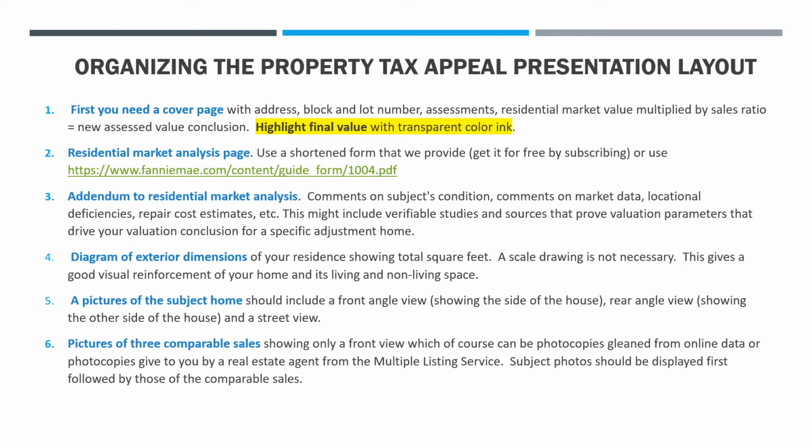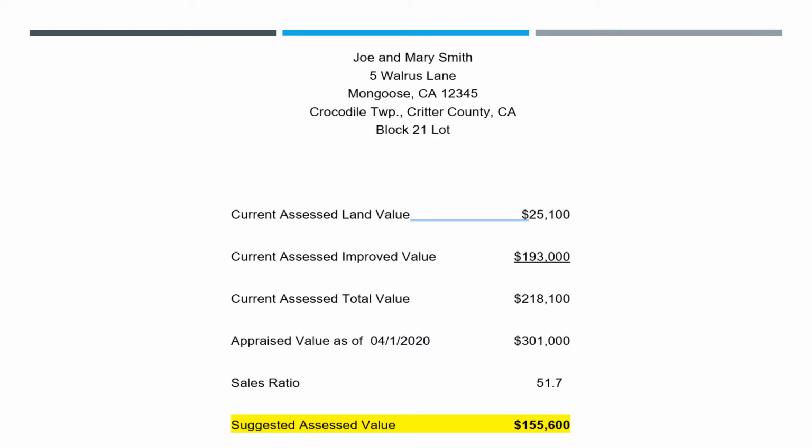First, you need a cover page with address, block and lot number, assessments, residential market value multiplied by sales ratio to give you the new assessed value conclusion, and you want to highlight that final value with a transparent color ink. Let me show you. Here's an example of the suggested assessed value. Notice the difference between that and the appraised value.